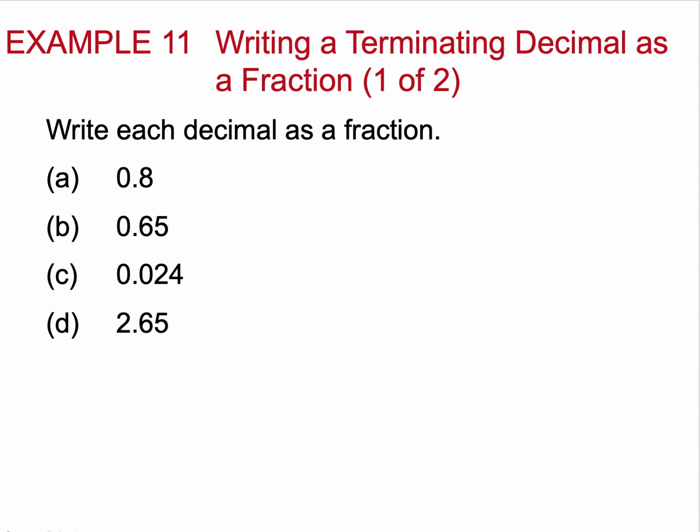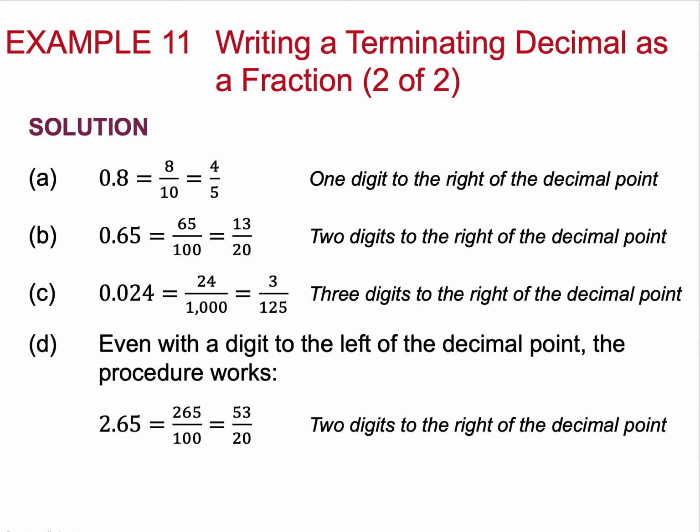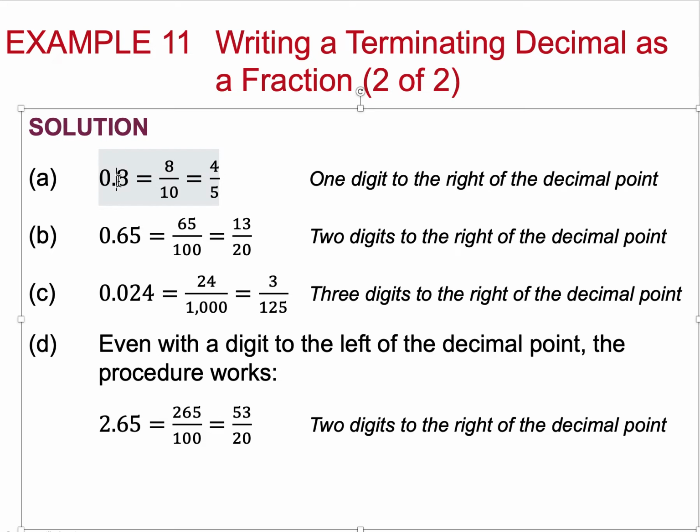So what does this look like? In all 4 of these, I'm going to drop the decimal, and the place value will tell me my denominator. So this is tenths, so I'm going to put 8 over 10 and reduce to 4/5. For 0.65, the place value is 100 because it ends in the hundredths place. So I write it as 65 over 100, which reduces to 13 over 20.